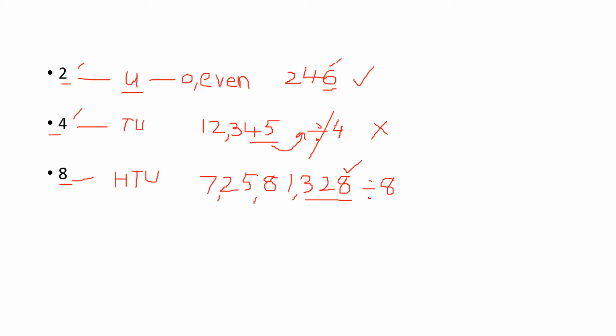Same is the case for 8. Here you have to consider unit, tens and hundreds together, and check whether that value is divisible by 8 or not. There are three digits: the unit digit, tens digit and the hundreds digit. If it is divisible, you can say that the entire number is divisible by 8.